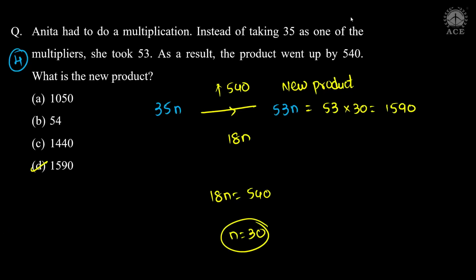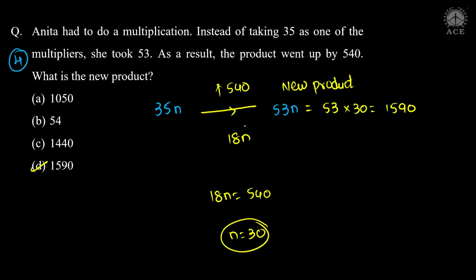See this. Anita had to do a multiplication, and instead of taking 35 as one of the multipliers, she took 53. As a result, the product went up by 540. So the product is increased by 540. So 35, the initial one, now it has become 53. How much increase is 540? And it is increased by 18n.